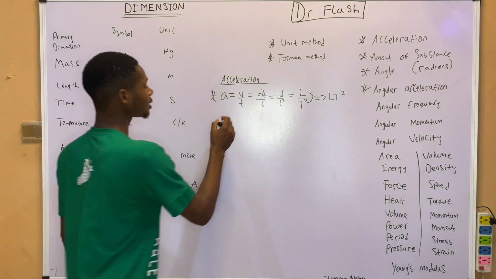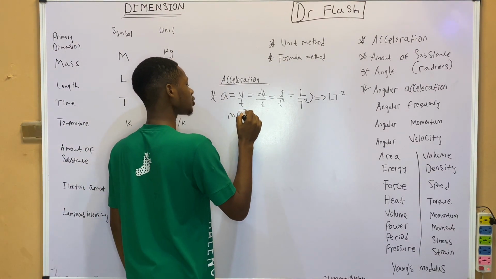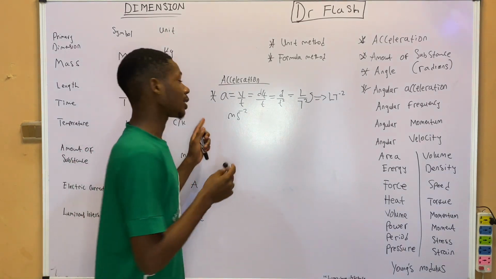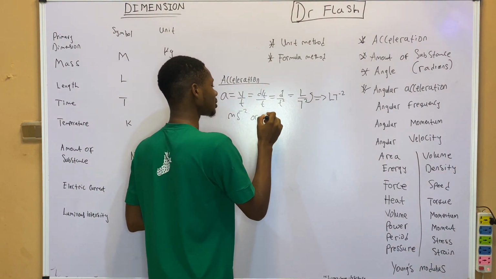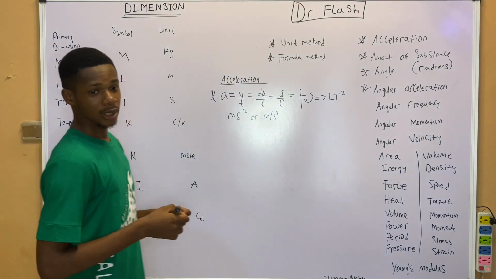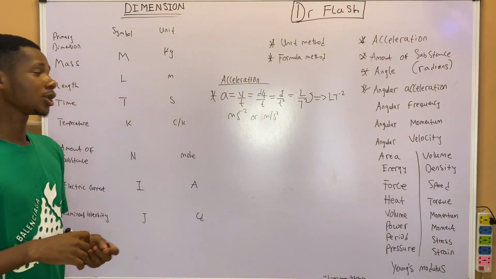The other way of getting this is by using the unit. The unit of acceleration is meters per second squared. Meters per second squared is written like this, or we can write it as m s^-2. This line simply means per. That is the symbol for division.